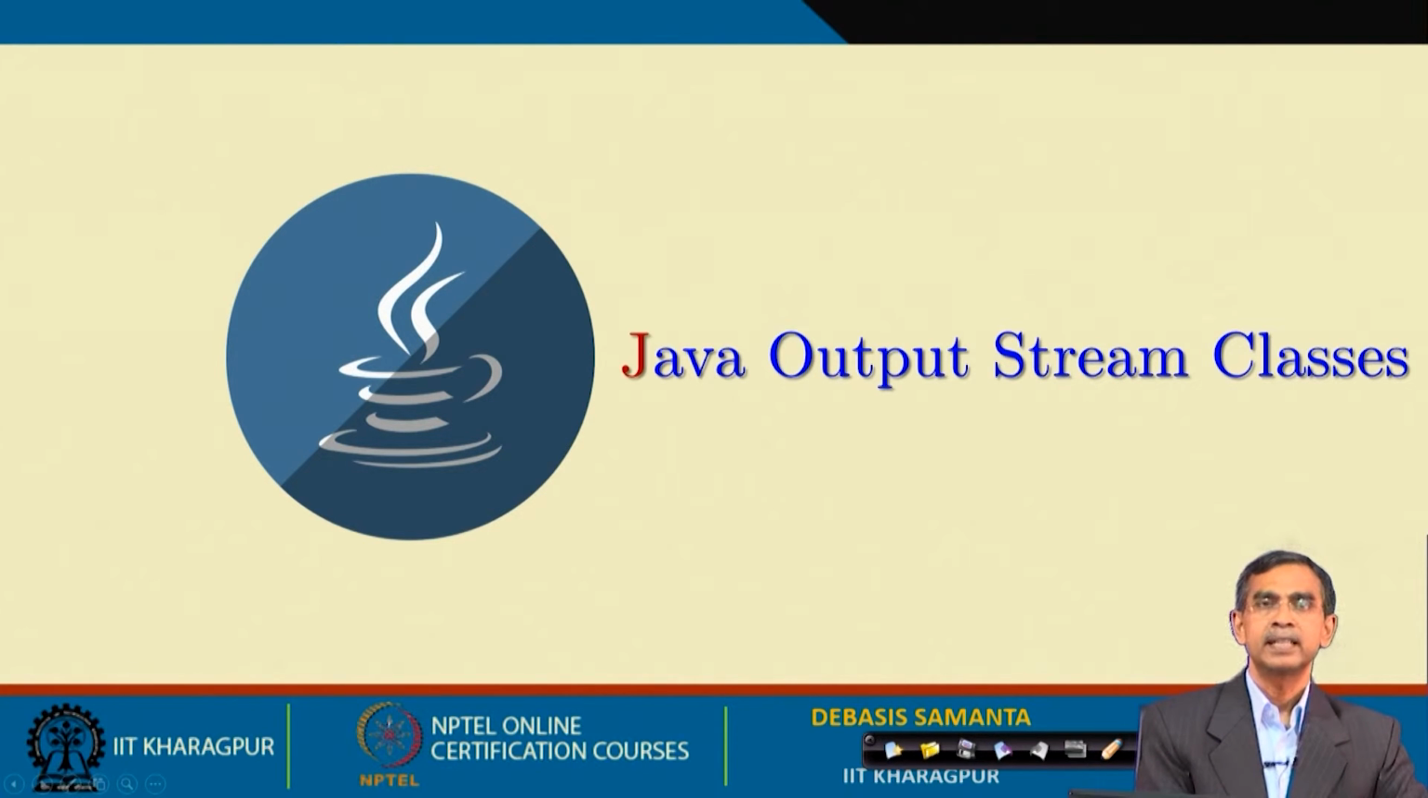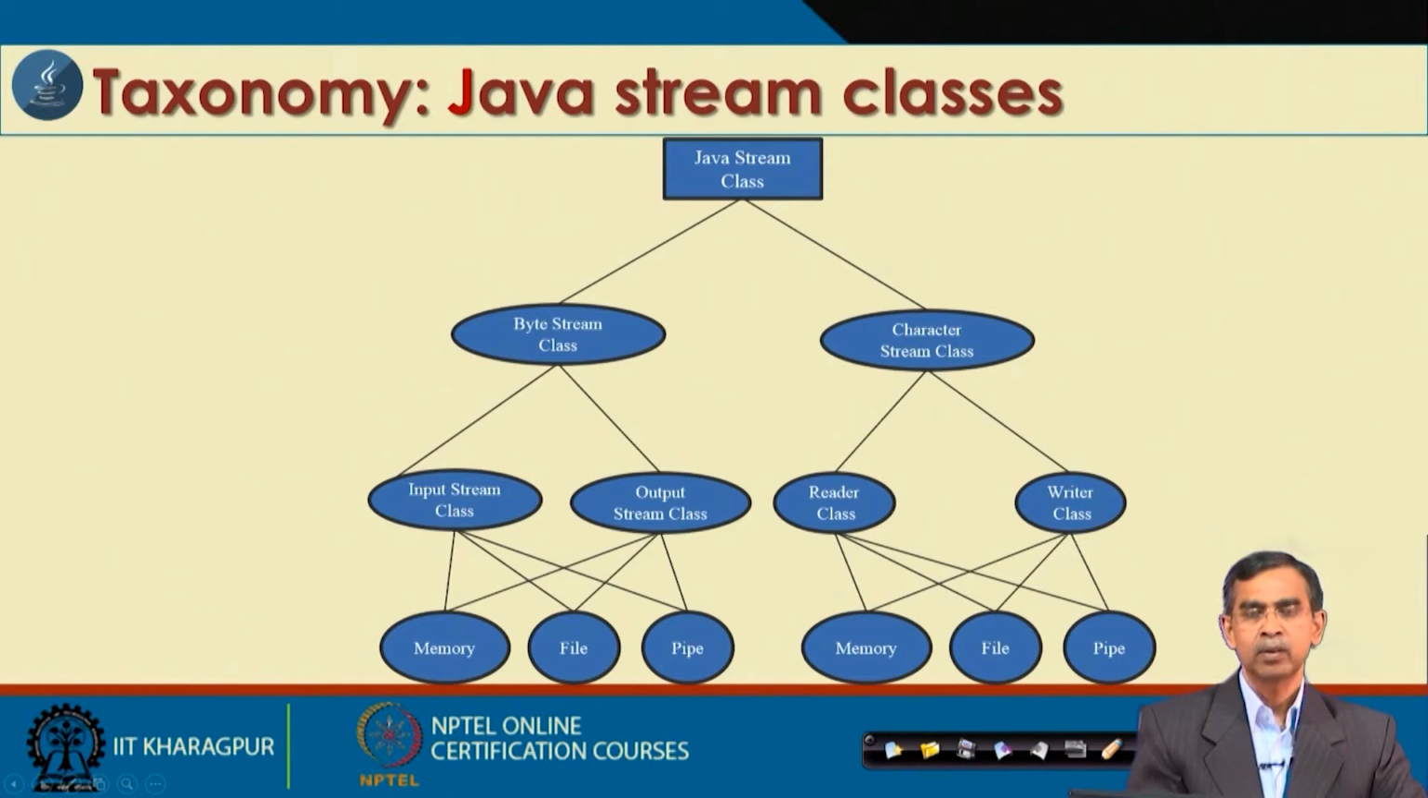Likewise, there are the Java output stream classes. If the input stream is to read something from the input source, the output stream is just the opposite. It will push the data into some output destination. Now, like the input stream classes, it also belongs to the byte stream classes.